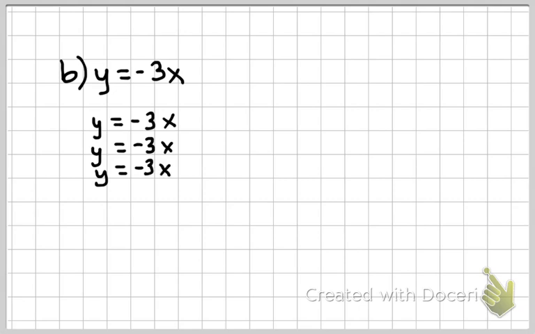Now we'll set up our x and our y. I know it's going to be negative 1, 0, and 1. And now just plug in that substitution. Instead of putting the x there, I'm going to plug these numbers in. But if I have a number right next to a letter or a variable, what am I doing to it? What operation? Multiplying.